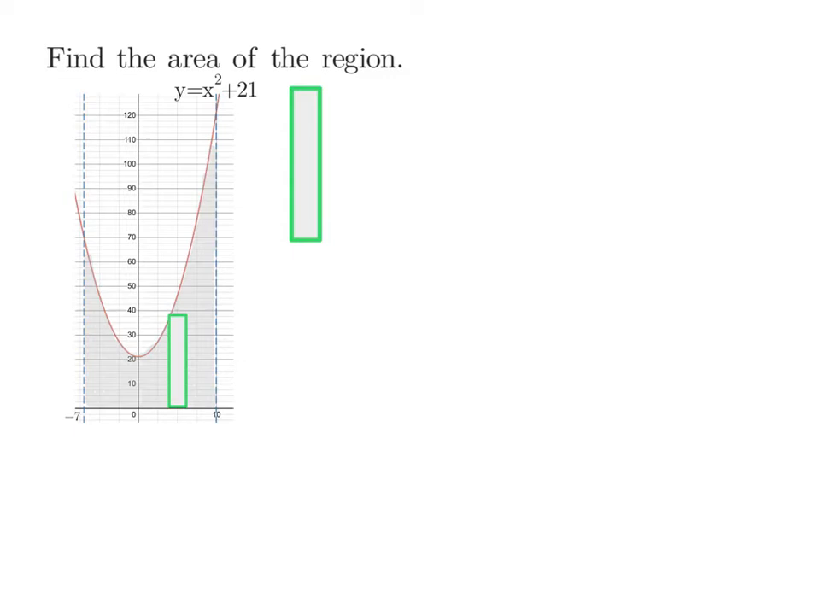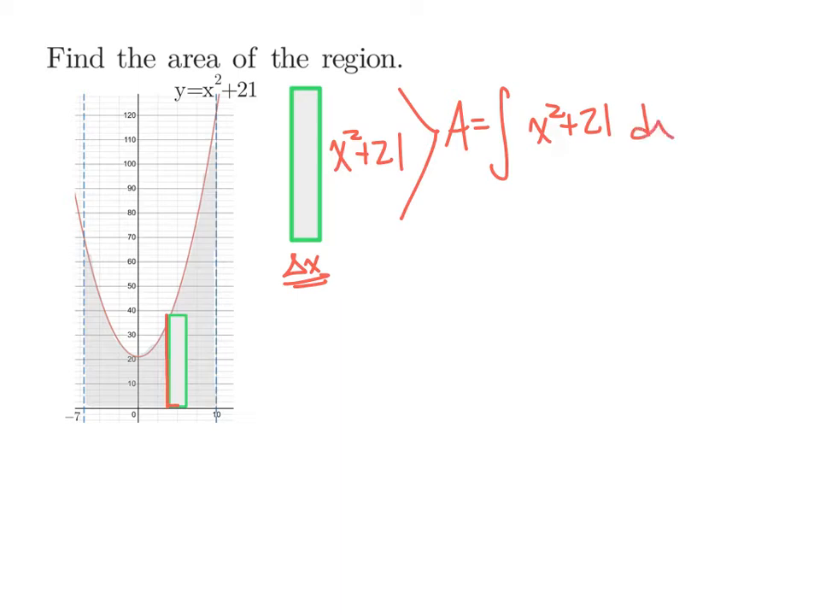Now, when we tried to find the area of this representative rectangle, we recognized that the base was on the x-axis, and we called that the change in x. The height of this rectangle just ended up being the functional value of the curve at any point x. And then from these two pieces of information, we were able to come up with our definite integral of x squared plus 21. That delta x turned into the differential dx, and our limits of integration were just the ends of our interval, so from -7 to +10.